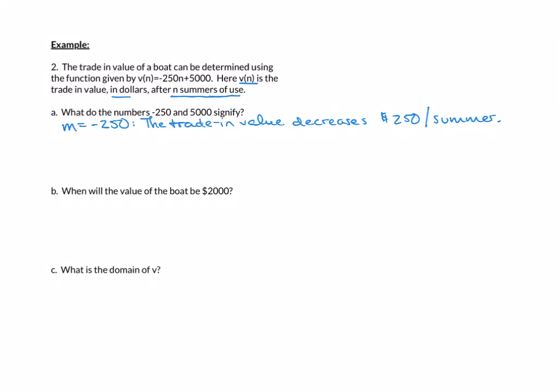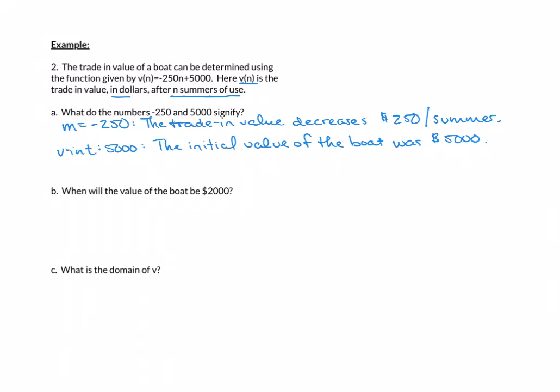Okay, what about 5,000? So this is my V-intercept. So what we have is the initial value of the boat was $5,000. Okay, that's our interpret. So now let's go ahead and do some calculations.